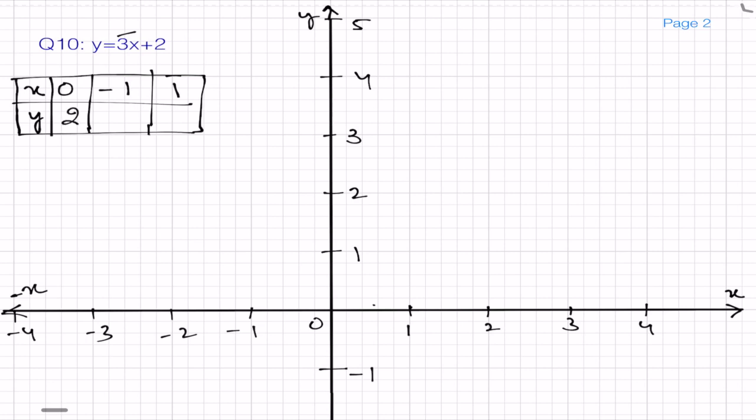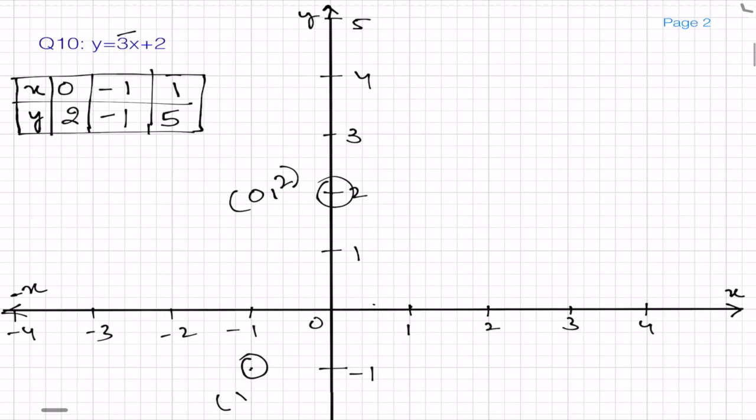This calculation part you can do in the rough, but the table you have to show nicely. When x is minus 1, y will be 3 into minus 1 is minus 3, minus 3 plus 2 is minus 1. When x is 1, y will be 3 into 1, 3, 3 plus 2 is 5. Now we will plot these points on the graph paper. Now x is 0, y is 2, so this point will lie on the y-axis, where the x value is always 0. x is minus 1, y is also minus 1, so the meeting point of both is this point.